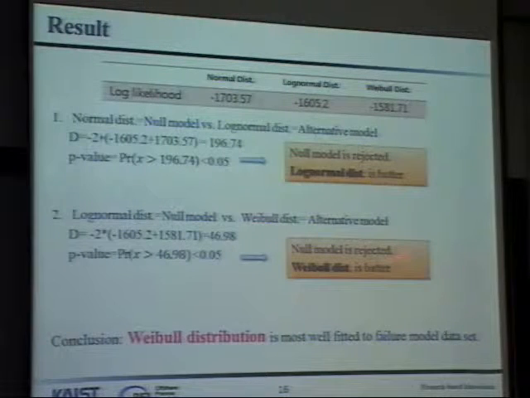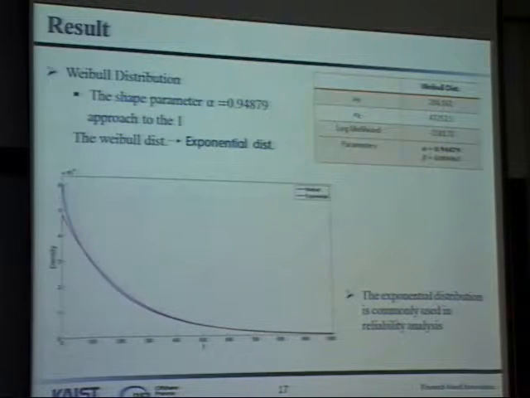This is this type. And when we look into the Weibull distribution parameter, the shape parameter alpha is approximately 1. So, setting alpha equal to 1, the Weibull distribution becomes the exponential distribution. As shown in the figure above, the distribution is well suited to the bathtub curve.